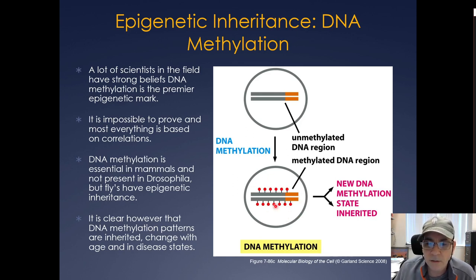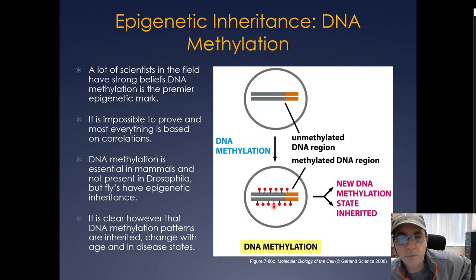One of the interesting things is that it's sort of impossible to prove, and all the evidence is based on correlation and not proof. One of the reasons is that in mammals, DNA methylation is essential for viability, so you can never really prove it. Some of the arguments against it being a premier epigenetic mark are that organisms like Drosophila don't have any DNA methylation, but they still have epigenetic inheritance.